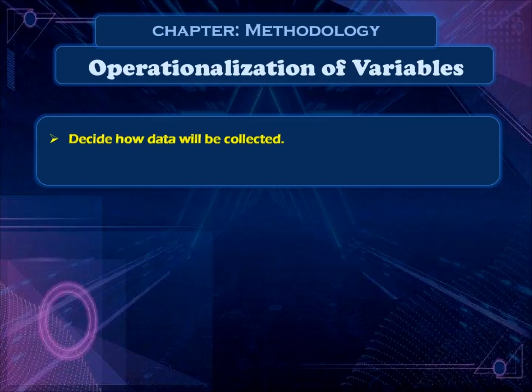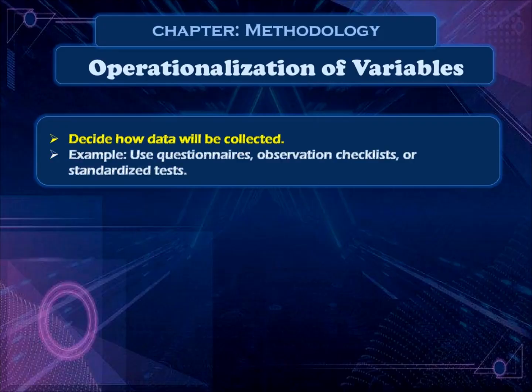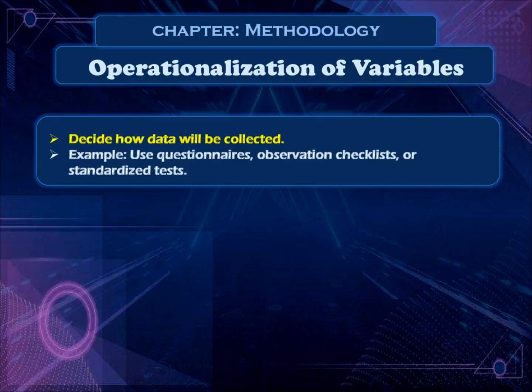Decide how data will be collected. So when you explain operationalization of variables, it will also decide how the data will be collected. Example, whether you use questionnaires or observation checklists or standardized tests. So if you want to test academic excellence, then maybe scores or their behavior in the class. So you will have different measures.